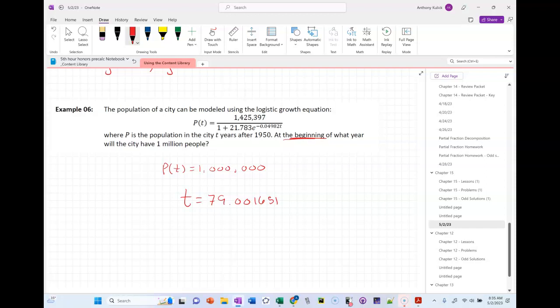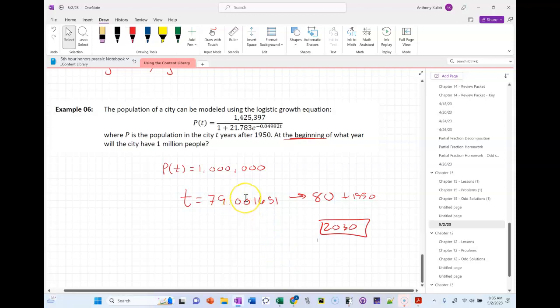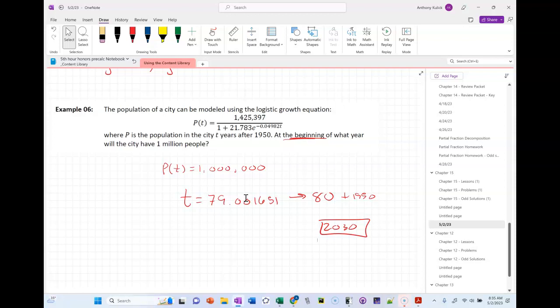Question is, should I round that up to 80 or down to 79? Up to 80. And then we add 1950 to this, so it would be 2030. Why did I round up? Because it says at the beginning of the year. At the beginning of 2029, you'd be at 999,000 something. Real close, but it's not a million. So even though it's just crummy little decimal points, your instinct says round that down to 79, but that word beginning there is telling us to round up.